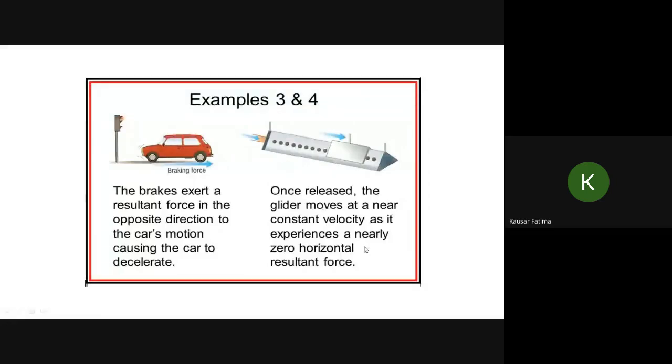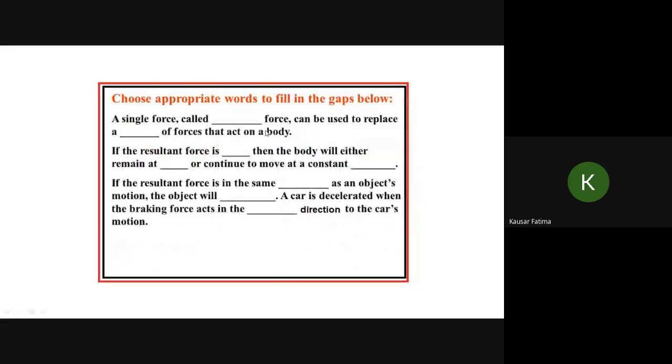Here again you have a series of blanks and you have to choose the appropriate word to fill up from the following. A single force called dash force can be used to replace a dash of forces that act on a body. A single force called resultant. When a number of forces act on a body, the rest of the blanks you will fill up using these words.